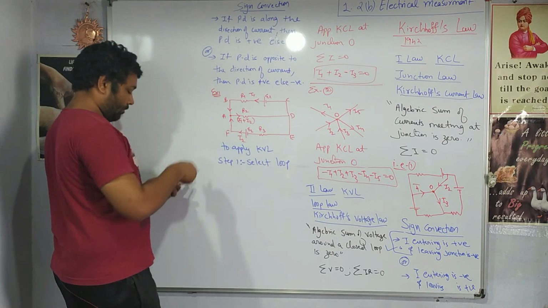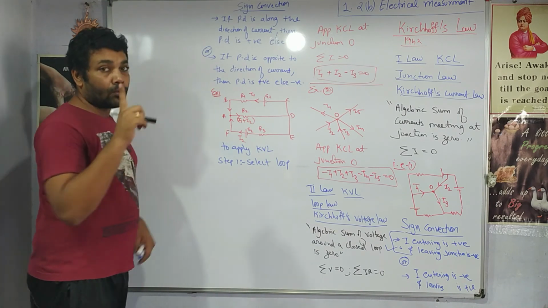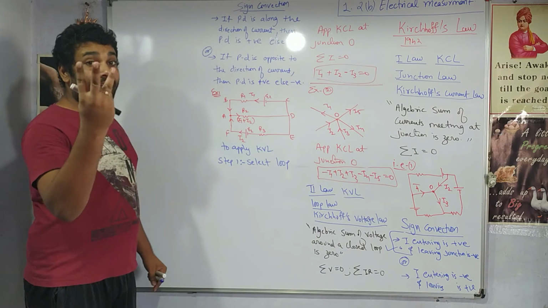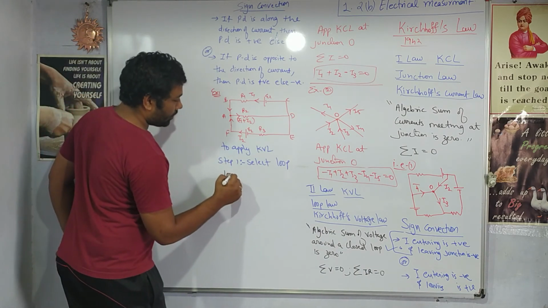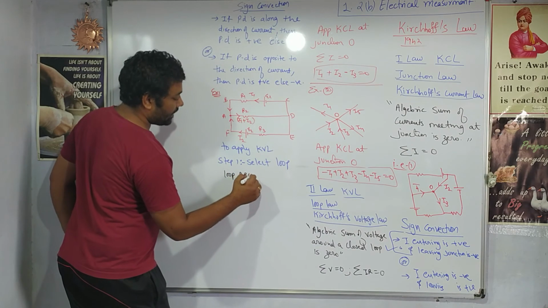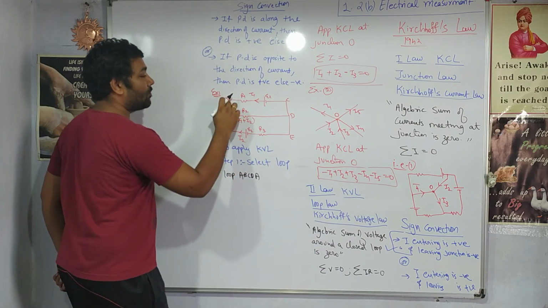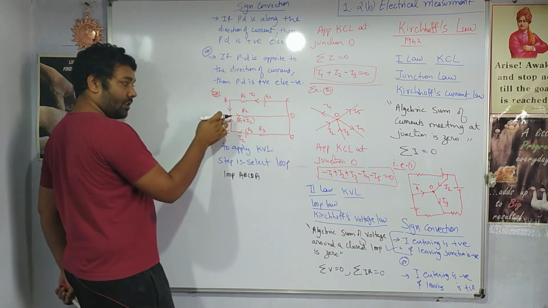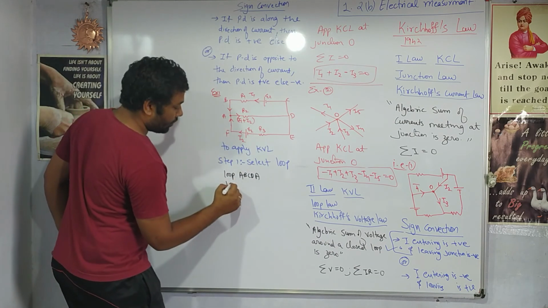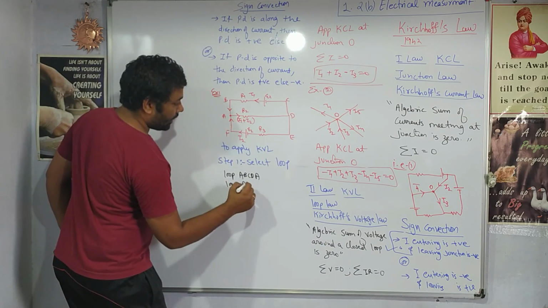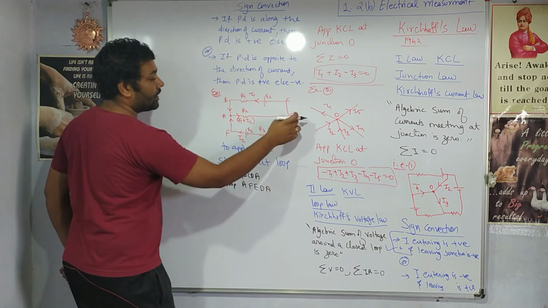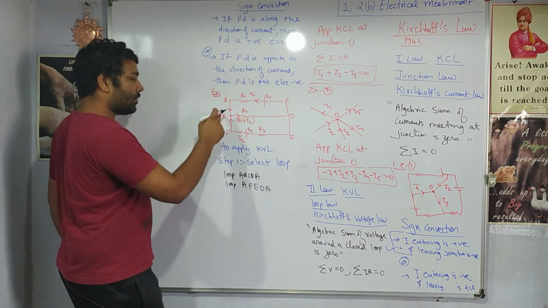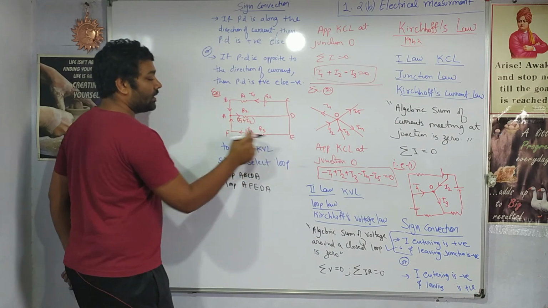If you see here, how many loops can you see? I can see 3 loops. Which are those? I will name them. Loop A, B, C, D, A, right? Then loop A, F, E, D, A, or you can also name it in the reverse order, A, D, E, F, A.